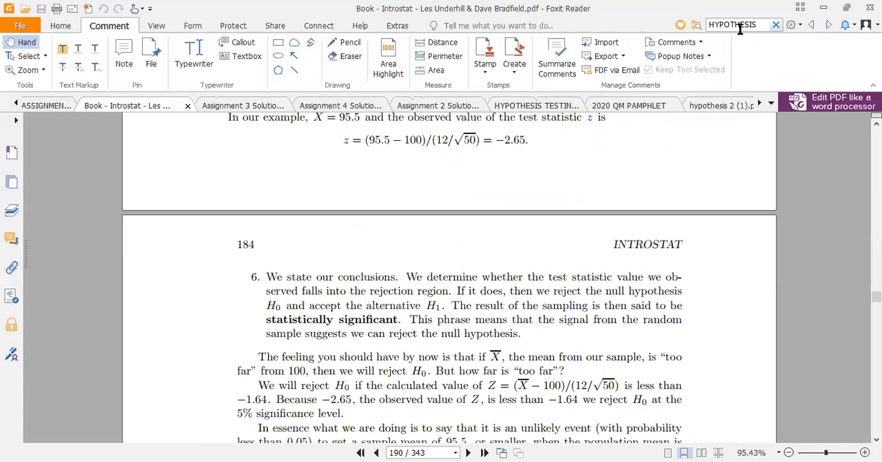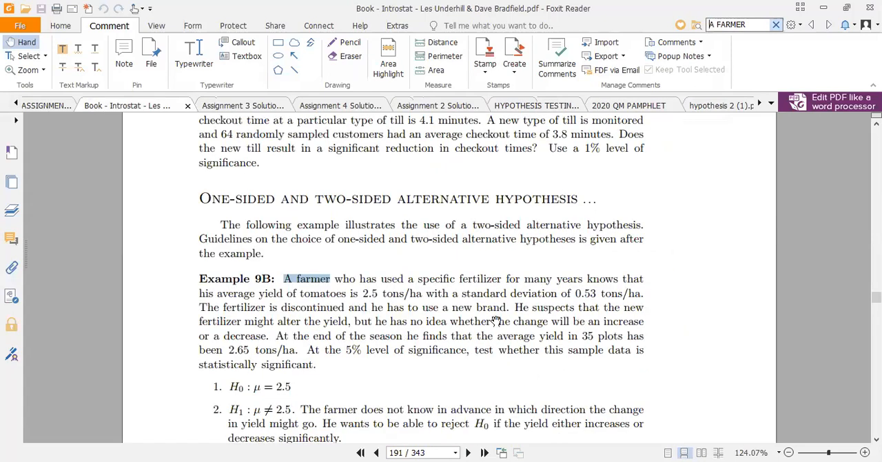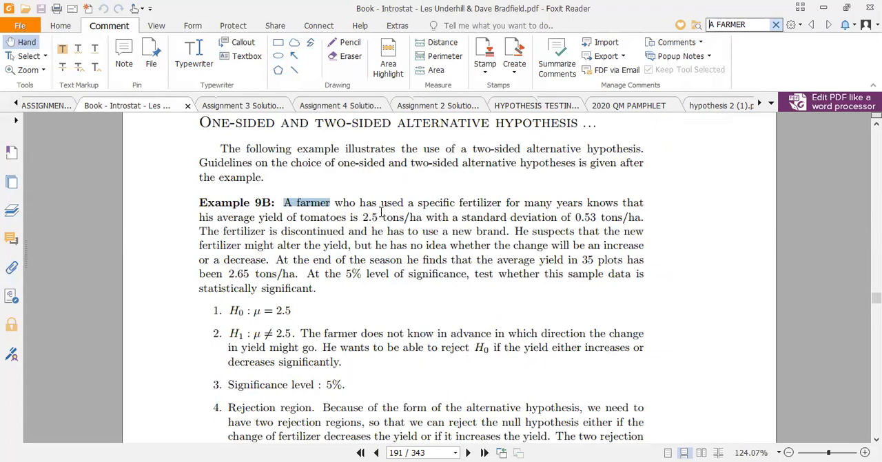So now, let me take you to a word problem so that we can understand more how this is applied. I will, without writing, take you through this question. A farmer who has used a specific fertilizer for many years knows that his average yield is 2.5 tons per hectare, with standard deviation 0.53 per hectare. The fertilizer is discontinued and he has to use a new brand. He suspects the new fertilizer might alter the yield, but he has no idea whether it will be an increase or a decrease. At the end of the season, he finds that the average in 35 plots has been 2.65 tons per hectare. At 5% level of significance, test whether this sample is statistically different.